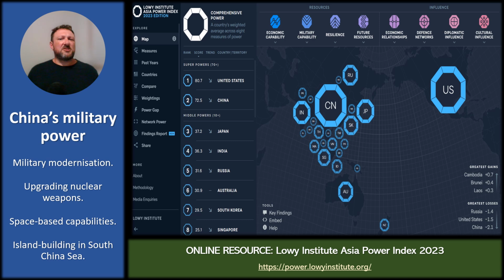The Lowy Institute's Asia Power Index provides detailed statistics for all regional states, including China, along with the ability to compare countries across all of its metrics. This website is a serious go-to resource in my teaching and is highly recommended.